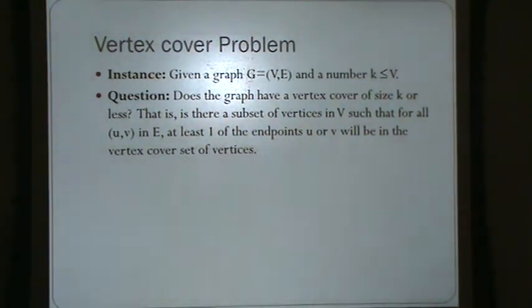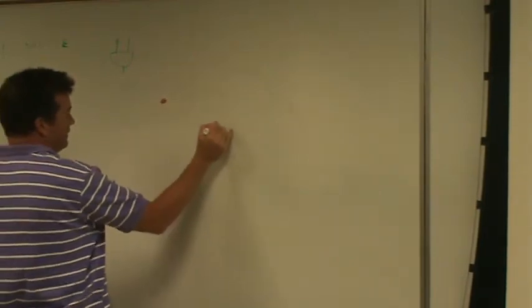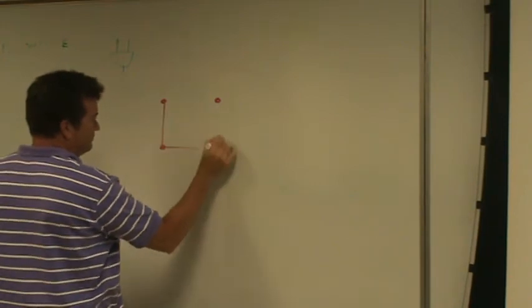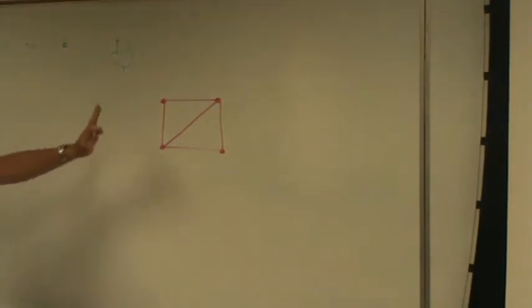So what that means is like this. If we had a graph like this, I'll use a simple example. We had a graph like this. This has 4 vertices. We want to come up with a subset of the vertices so that we are touching every edge in the graph.